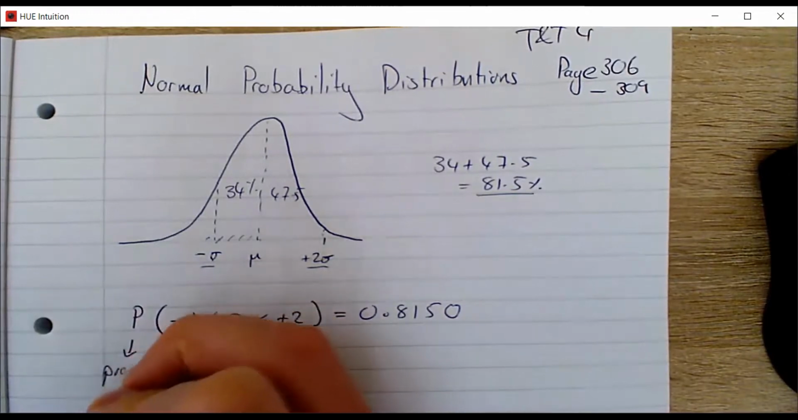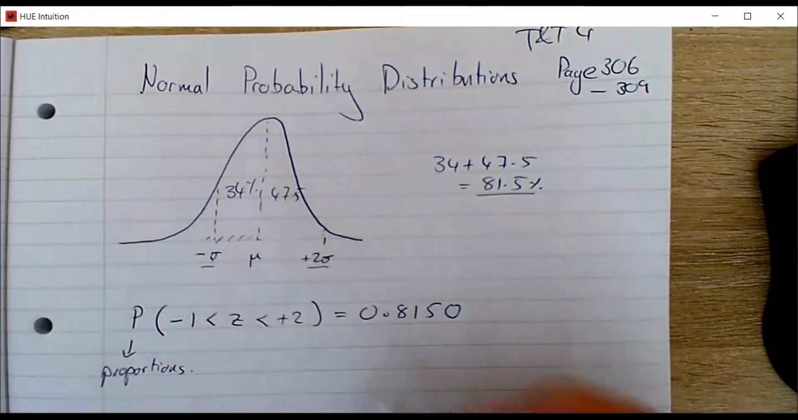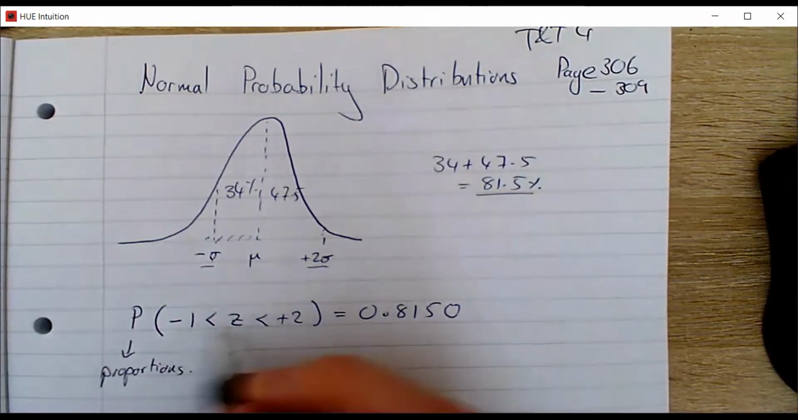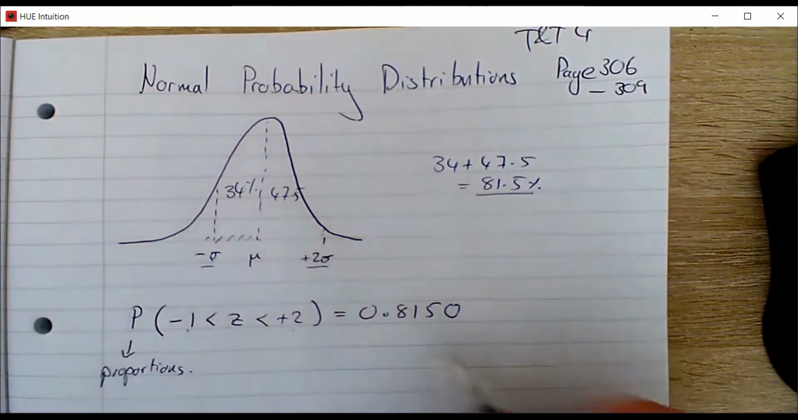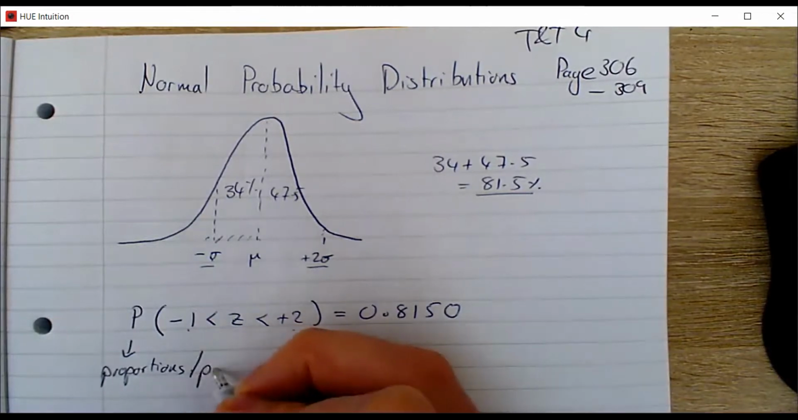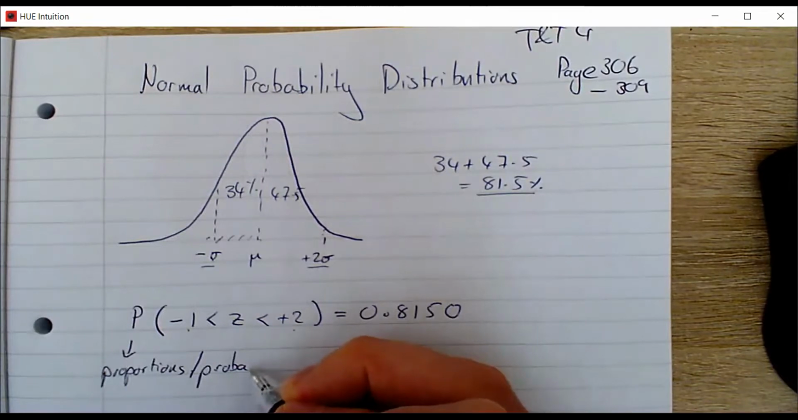Okay, so we're talking about proportions, or the other one you'll hear an awful lot is the probability of a given value lying between a z-score of -1 and +2 is 0.815. So those are the two things that you hear: proportions or probabilities within 2 standard scores.